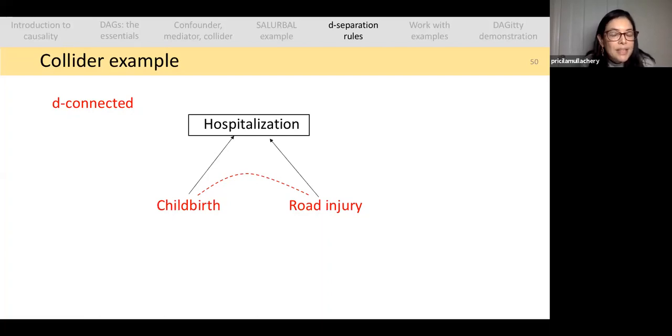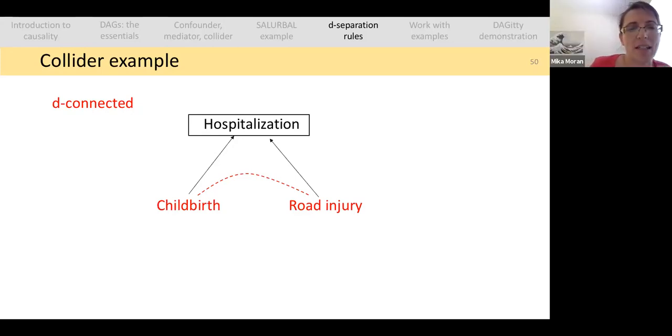You definitely don't want to condition on a collider, but sometimes you might, depending on the data that you have. And that's a classic case of conditioning on a collider.